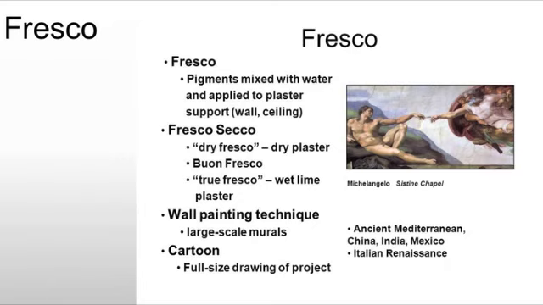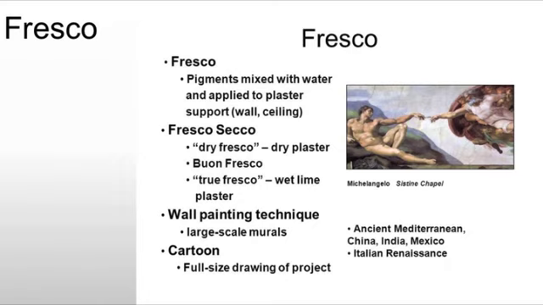There's dry fresco, called fresco secco, which is painting on dry plaster. In that case, you need to mix egg with it or some other form of binder to attach the pigment. And then there's true fresco, buon fresco, which is when you're painting on wet plaster.